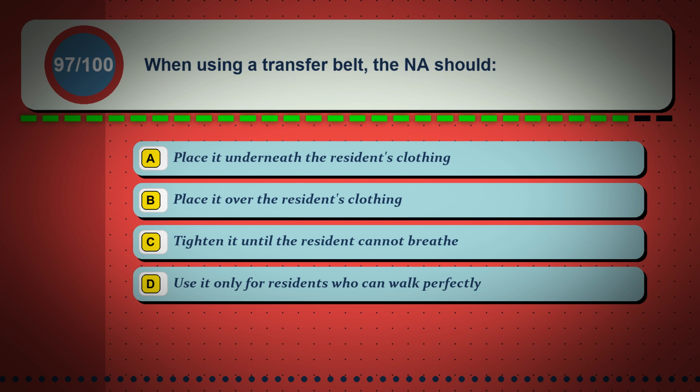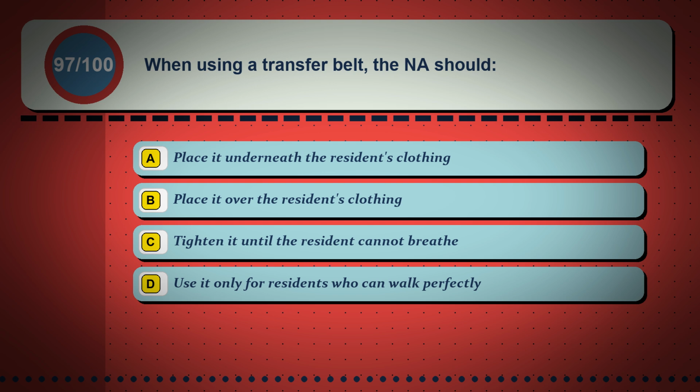Question 97. When using a transfer belt, the nurse should Option A. Place it underneath the resident's clothing. Option B. Place it over the resident's clothing. Option C. Tighten it until the resident cannot breathe. Option D. Use it only for residents who can walk perfectly.